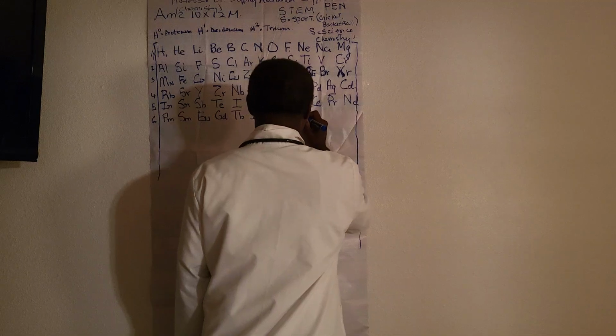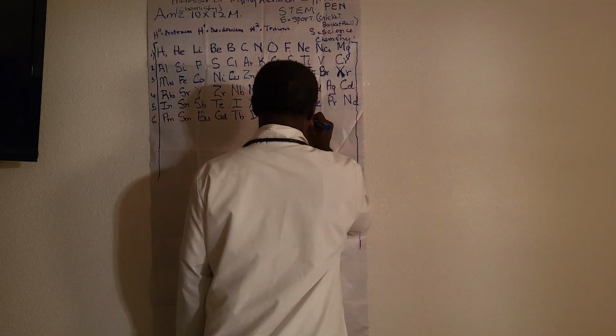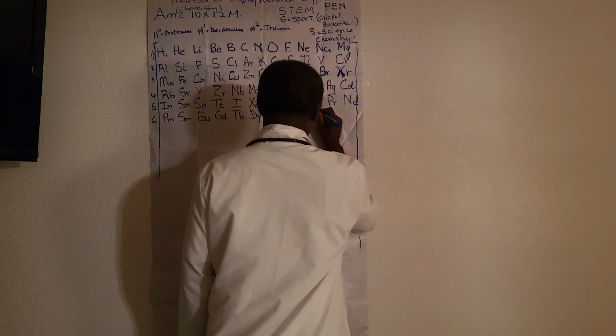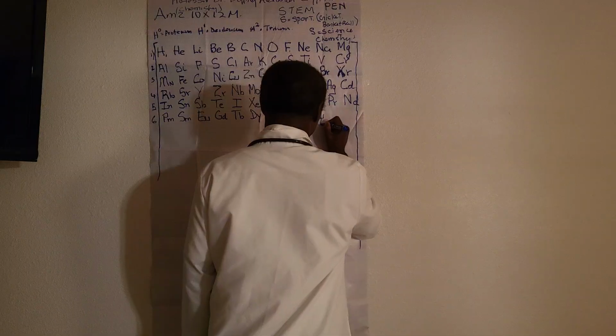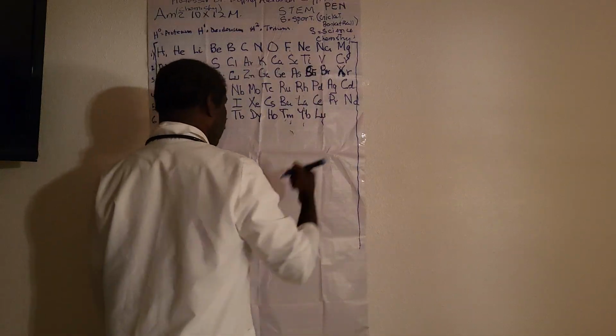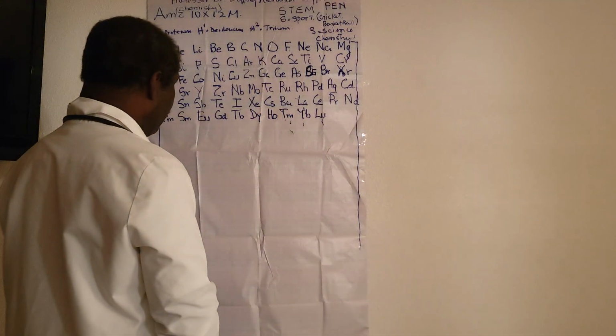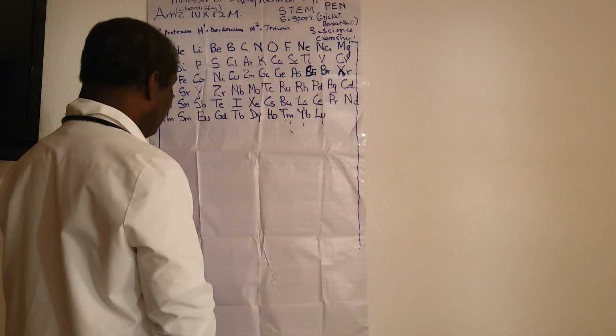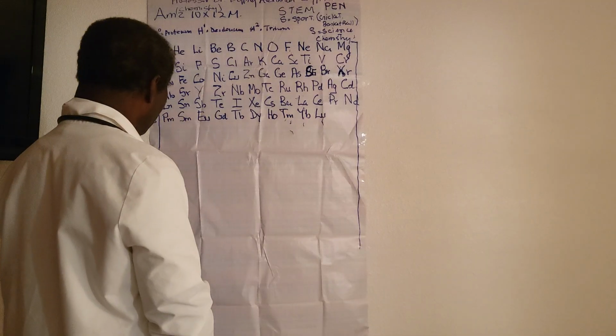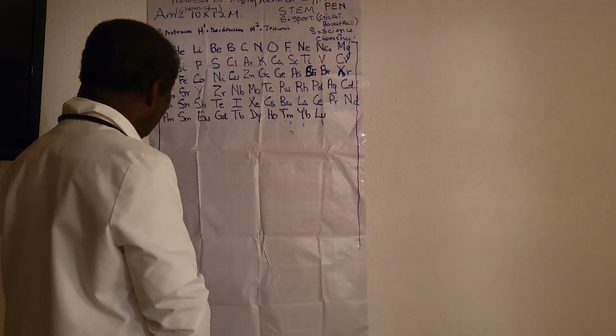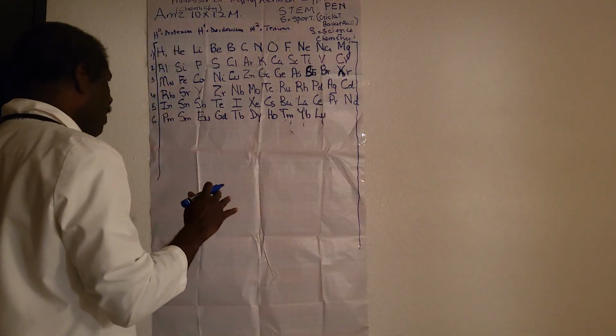and 70 would be YB, ytterbium, 71 would be lutetium, LU, 72, something is missing here because it's supposed to be ending with 72, which is easily divisible by 12. And so if it's going on to 73, then there's something missing.